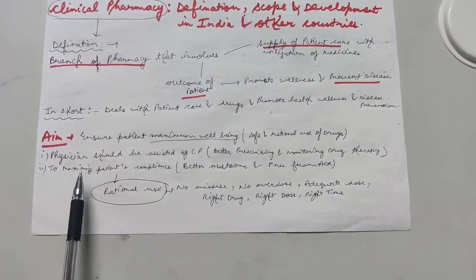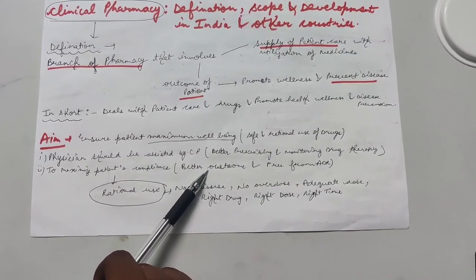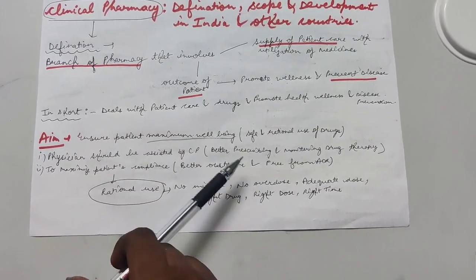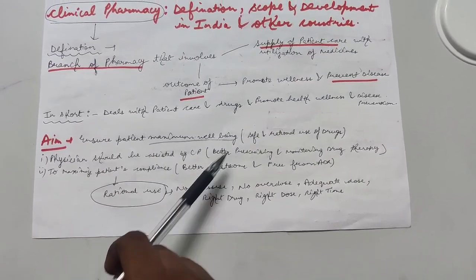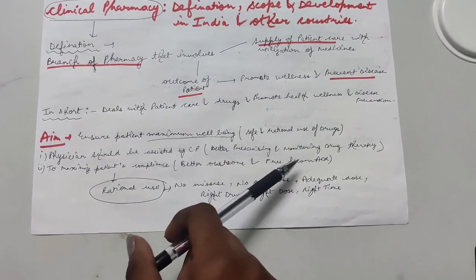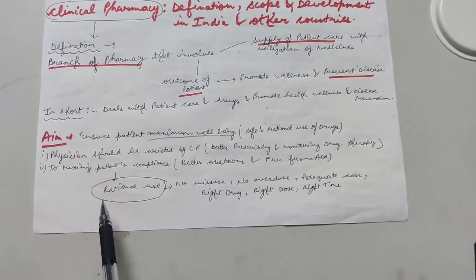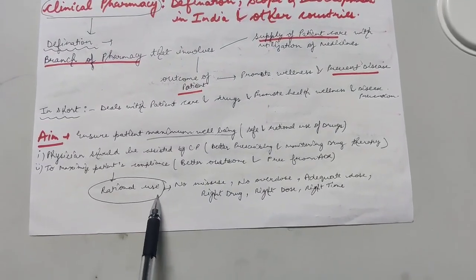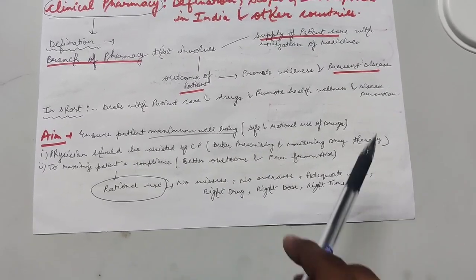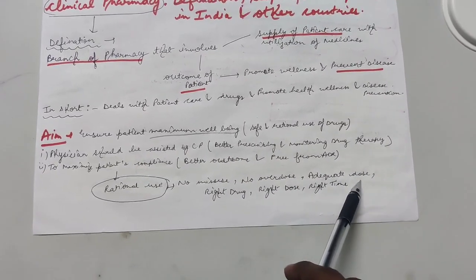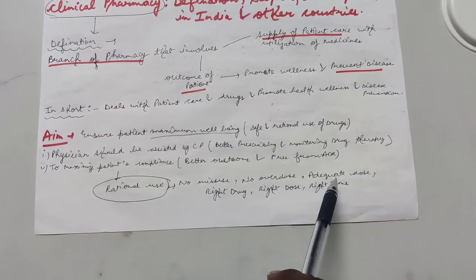Third, to maximize patient compliance, that is the better outcome and free from ADR, that the result should be the patient should be prevented from the disease and there should be no ADR. ADR is adverse drug reaction to the patient after the drug is given to him. Rational use. Rational use is that there should be no misuse of the drug. No overdosing should be given to the patient. Educate dose. That is, right dose should be given. Right drug, right dose at right time.